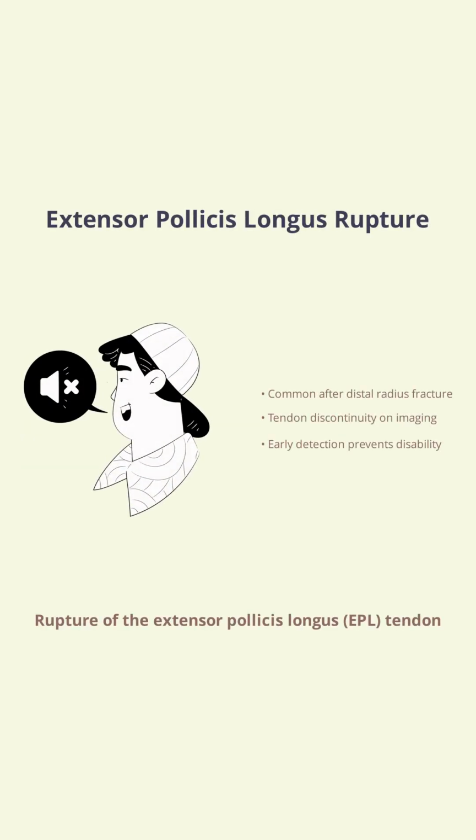Rupture of the extensor pollicis longus, EPL, tendon is a well-known complication after distal radius fractures. It typically occurs several weeks after injury, often due to poor blood supply or mechanical irritation from fracture fragments. Imaging shows discontinuity of the tendon, retraction of the stumps, and fluid in the gap. Early detection is important, as untreated ruptures can lead to permanent loss of thumb extension.